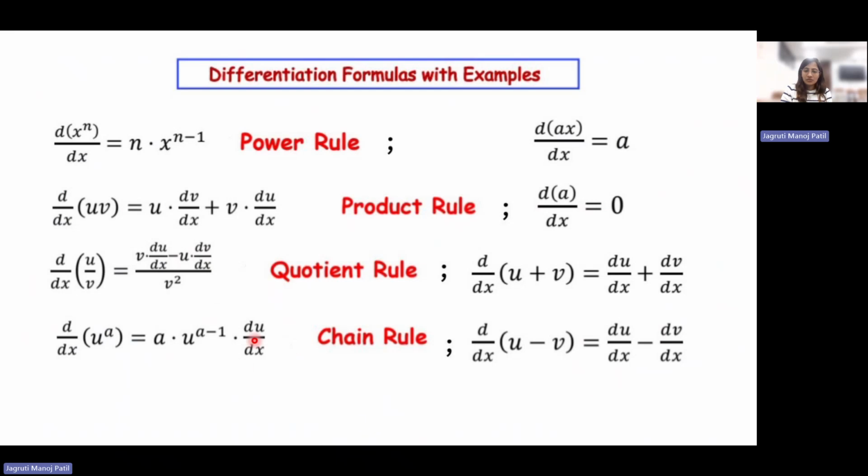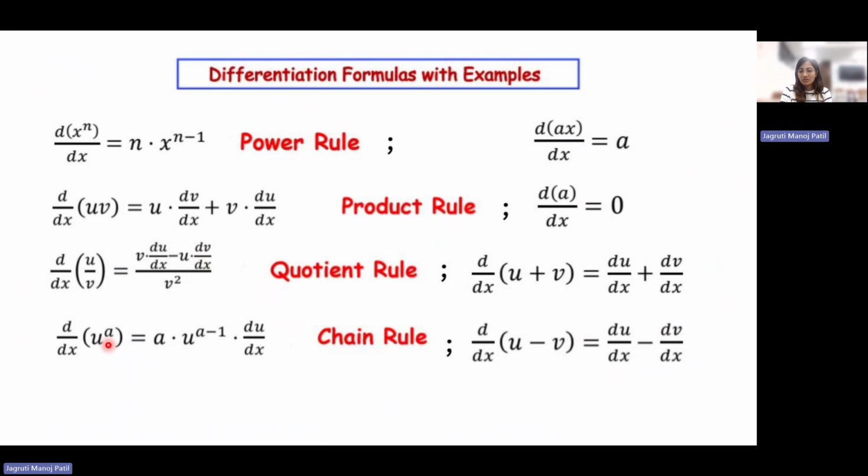And then you have the chain rule. What chain rule means is that if you have a function and that function is also dependent on the variable that you are evaluating your derivative with. Right. What that means is if you have u raised to a, then you'll have a u raised to a minus 1. That's your simple power rule. But now this u is dependent on x.